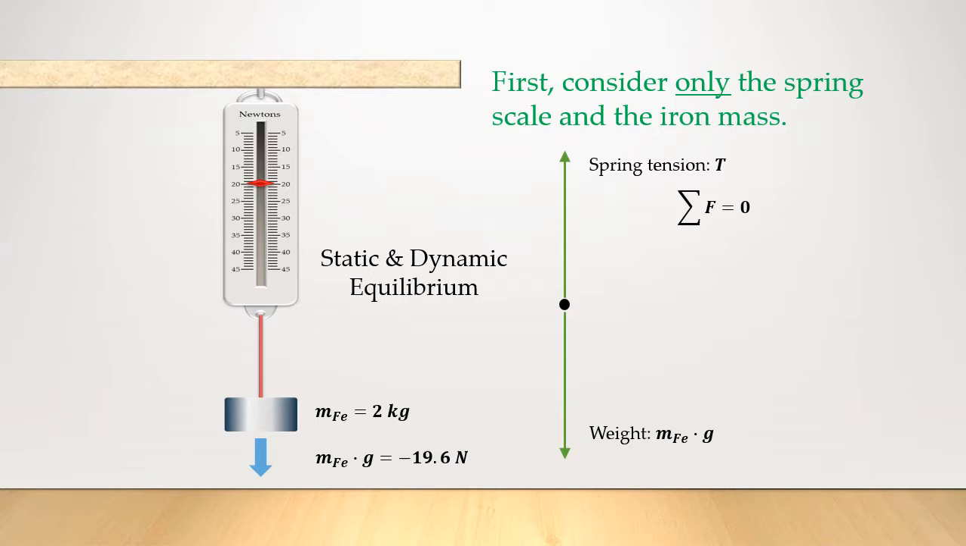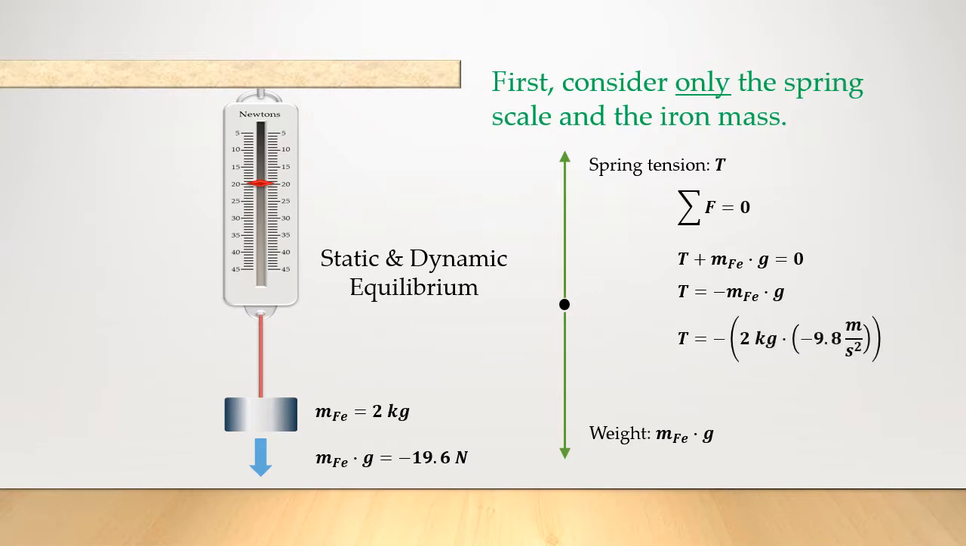The equation for dynamic equilibrium is sigma F, or the summation of all the forces, equals 0. So we simply add up all of the forces, T plus mg, and set that equal to 0. Now, doing a little algebra, we subtract the mg from both sides, and we get that T is equal to mg, but we have a negative sign in front of it.